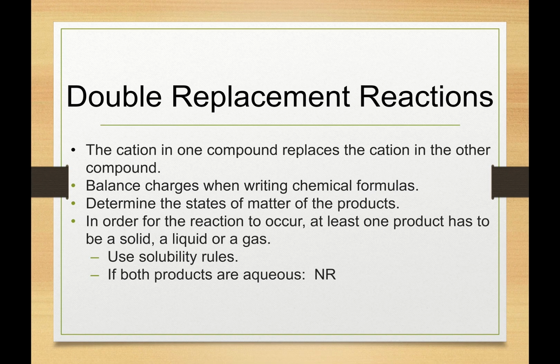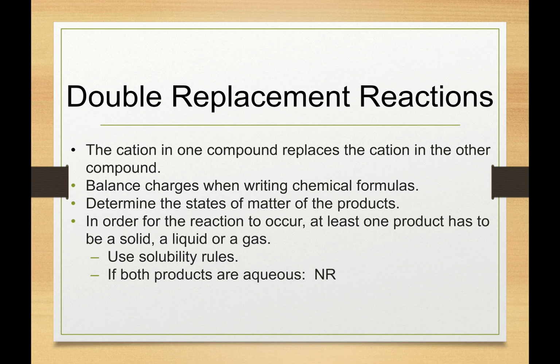In addition, to ensure that this reaction takes place, we want to check that one of our products forms a non-aqueous product. So we have to check what products are formed, and at least one of them must be a solid, liquid, or gas. Should this not be the case, if we make two soluble products, as in both products are in the aqueous state, essentially no reaction occurs. So this is the one thing to really keep in mind for a double replacement reaction: they don't always occur. We need to have one non-aqueous product.